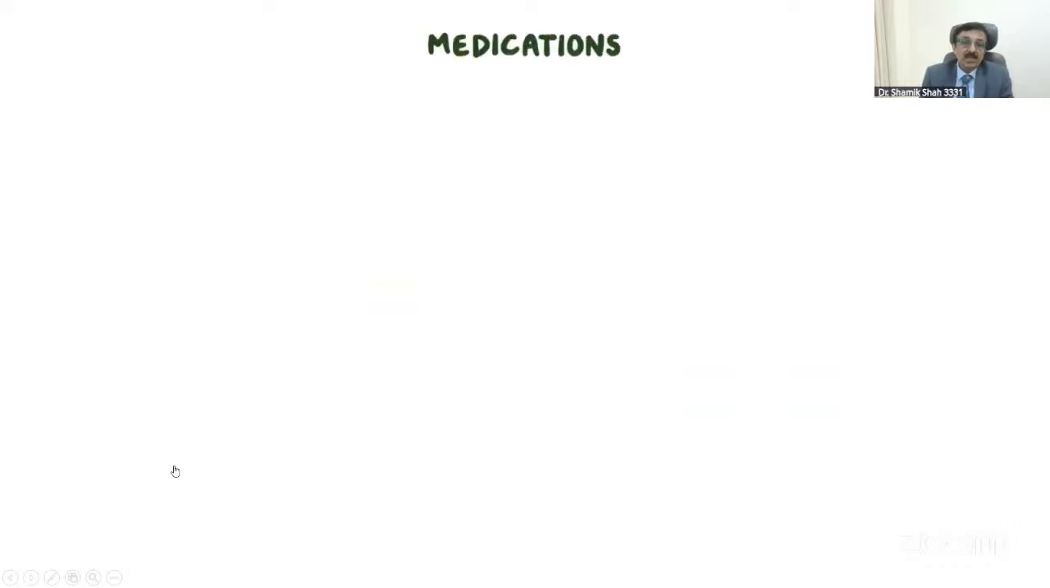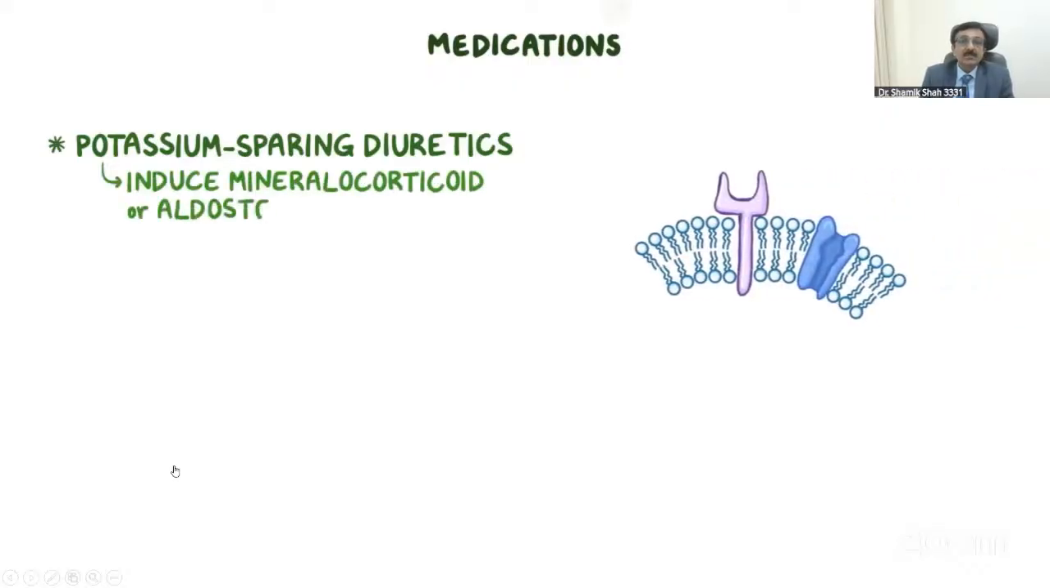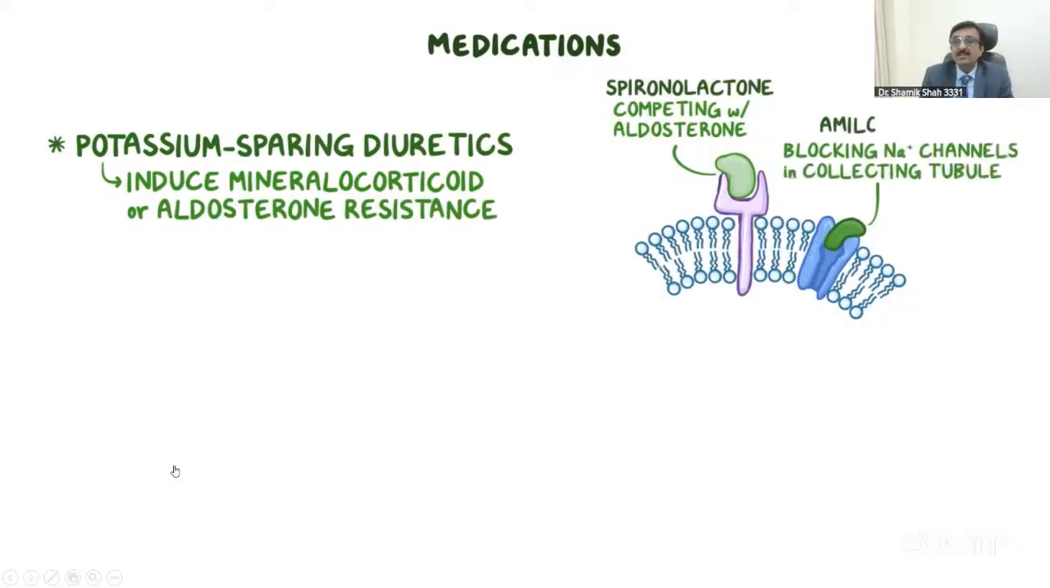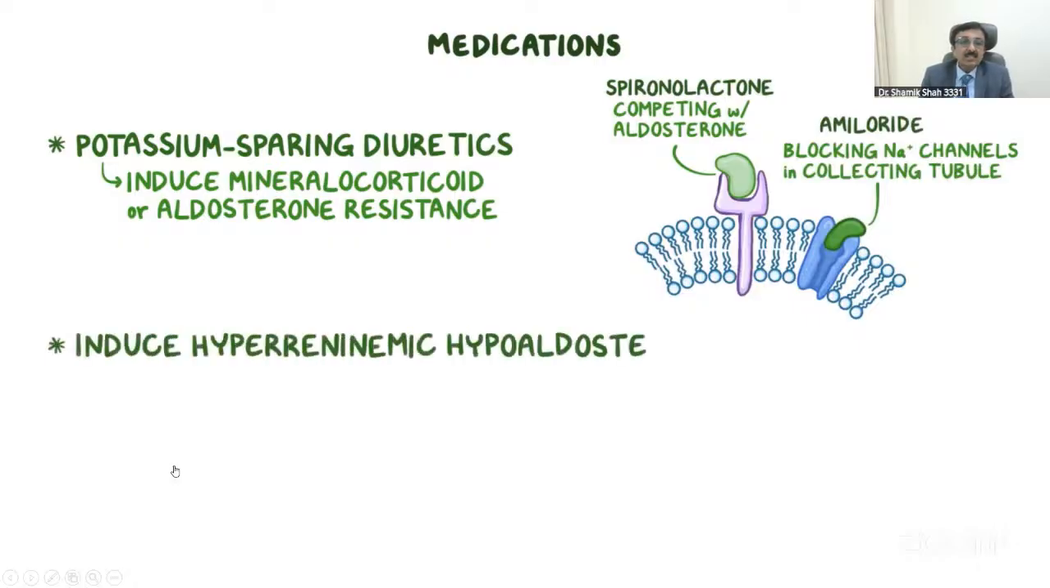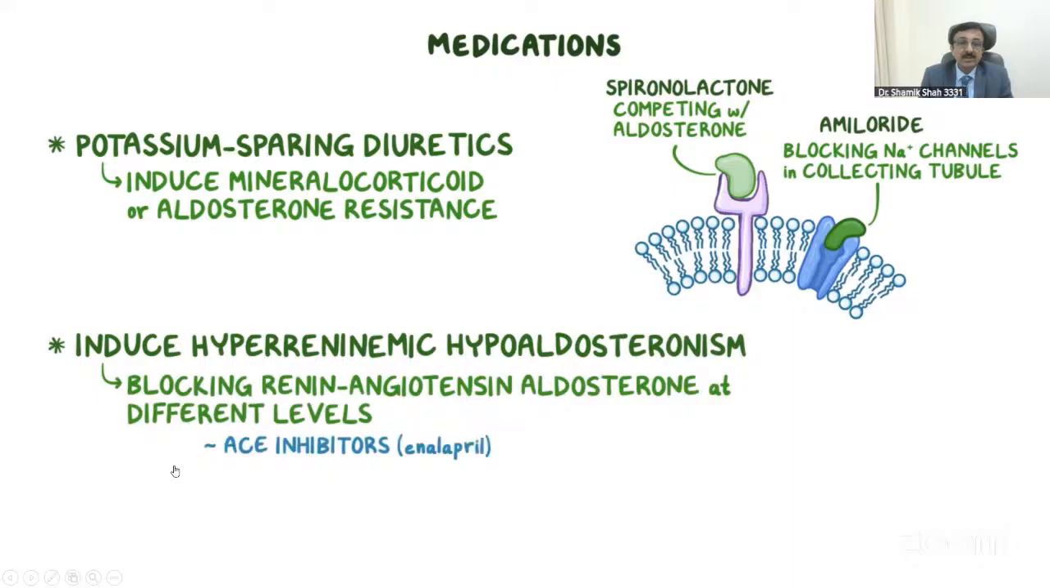Some medications can also cause hyperkalemia. Chief among them is a potassium-sparing diuretic like spironolactone. These medications induce mineralocorticoid or aldosterone resistance. Either spironolactone competes with aldosterone, or other medications like amiloride block the sodium channels in the collecting tubule. These medications induce hyperreninemic hypoaldosteronism, and blocking of the renin, angiotensin, aldosterone system at different levels, like ACE inhibitors and ARBs, can also cause hyperkalemia.